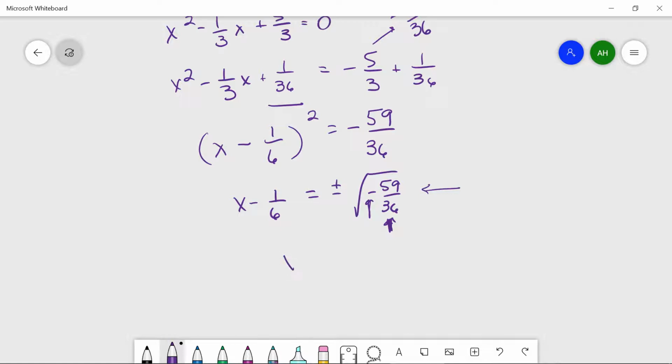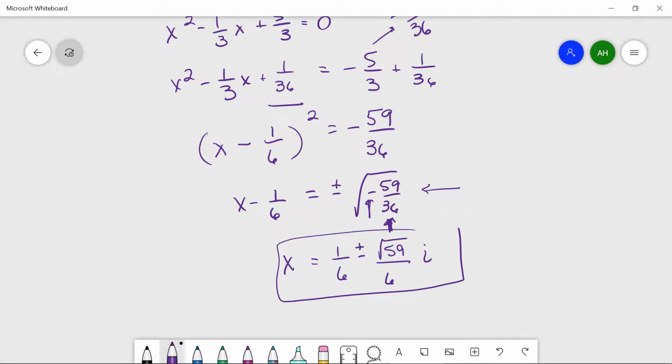So we've got the x. Let's go ahead and move the 1/6 over. We've got the positive and negative. We're going to have the square root of 59 in the top. The square root of 36 in the bottom is just going to be 6, and that negative sign is going to come out here as an i. So this is going to be my answer here.